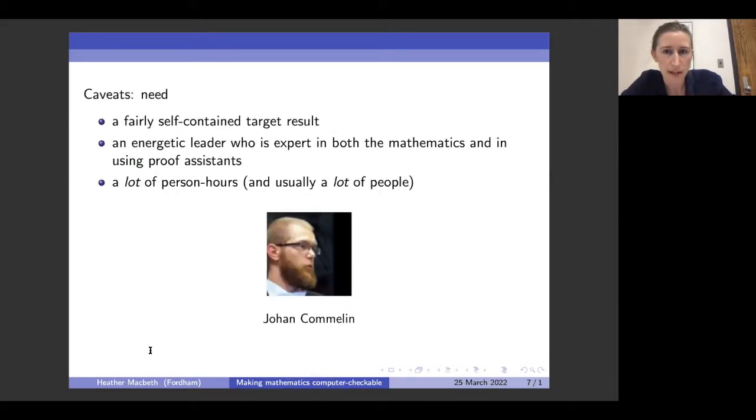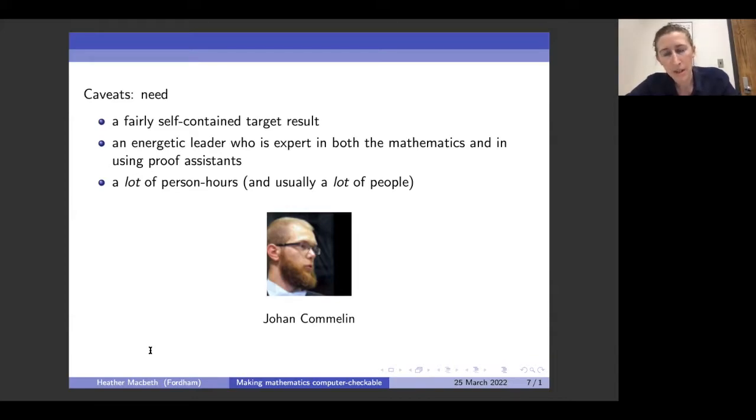So you need a fairly self-contained target result, something that does not need to be necessarily so concrete. It doesn't need to be just a statement about groups or polynomials or the real numbers. It can be a statement about normed spaces and functors, but it still needs to be fairly self-contained, because it can't build on too much in the way of previously developed mathematics. If it depends on 40 years of developments in your field, it's probably out of reach. But if it depends on 1 or 2 graduate textbooks, it might well be within reach.